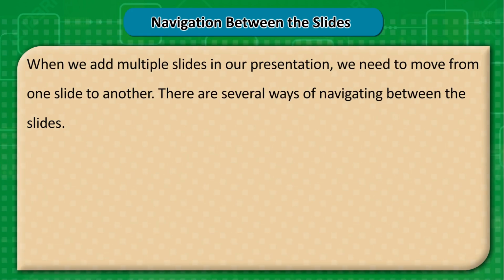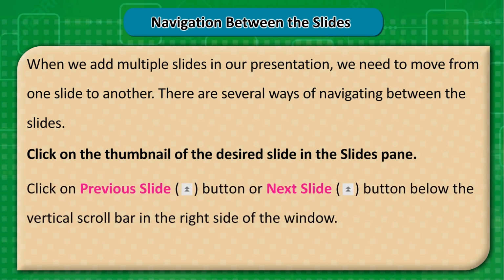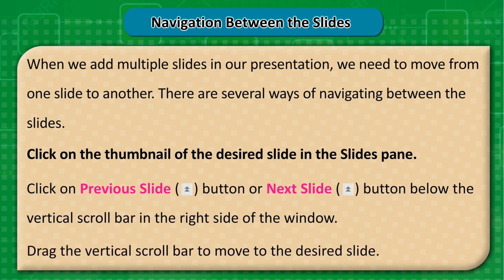Navigating between the slides. When we add multiple slides in our presentation, we need to move from one slide to another. There are several ways of navigating between the slides. Click on the thumbnail of the desired slide in the Slides pane. Click on the Previous Slide button or Next Slide button below the vertical scroll bar on the right side of the window. Drag the vertical scroll bar to move to the desired slide.